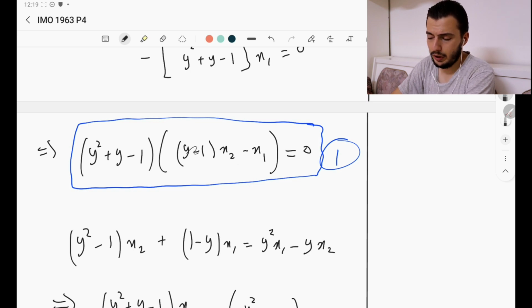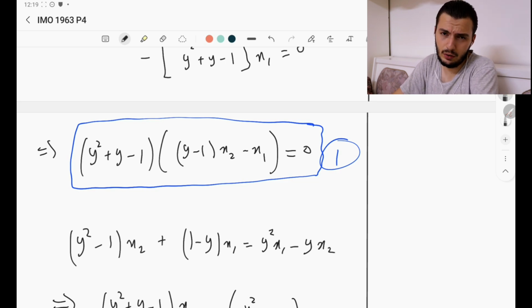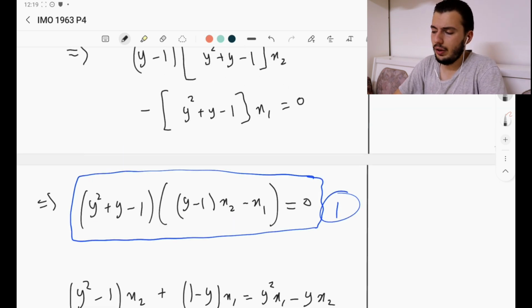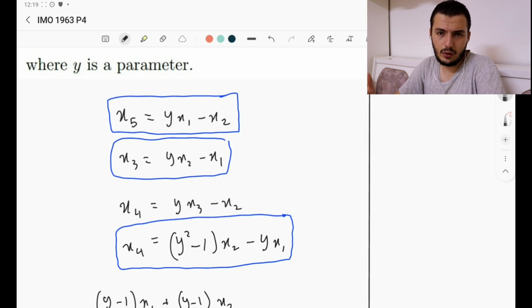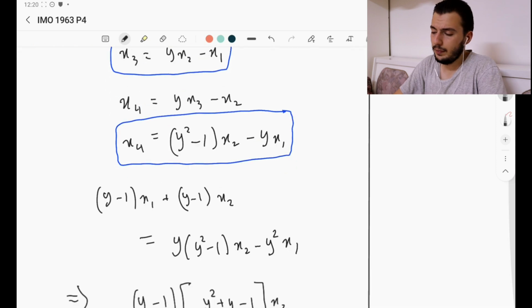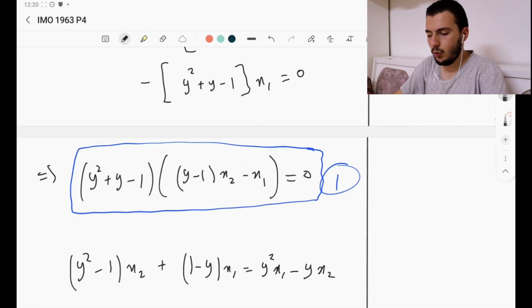We'll just have y minus 2 times x1 equals 0. So y minus 2 times x1 equals 0. That means either y equals 2 or x1 equals 0. If x1 equals 0, then x2 equals 0, and everything is 0. From here you can see that everything will be 0. So 0, 0, 0, 0, 0 is a solution no matter what the value of y is. If not, then y equals 2.